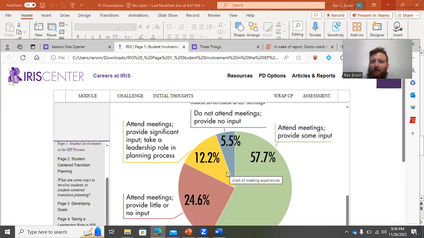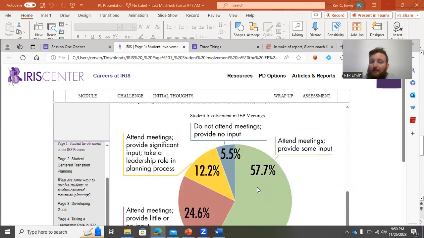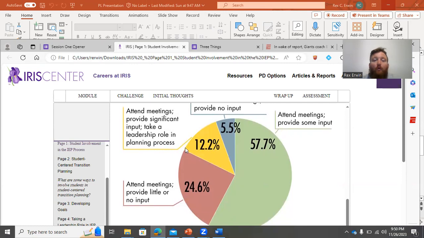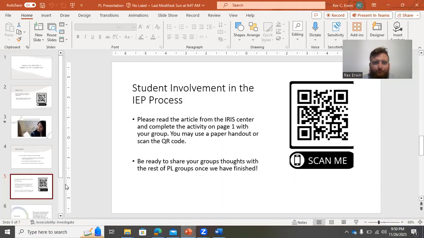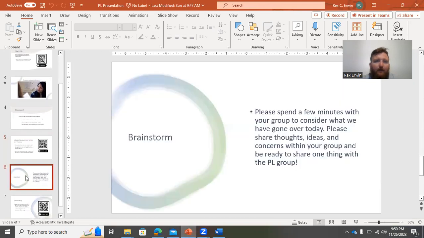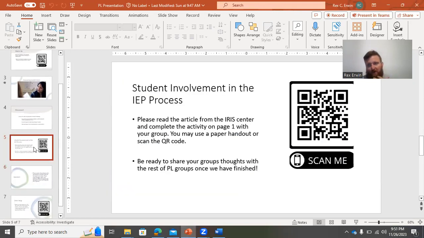5% of students provide no input and do not attend meetings. Most of our students attend meetings and provide some input, but once again, only 12% of students provide significant input and attend meetings. It's very low, so we want to change that culture. There are activity questions at the bottom that the group will discuss, and then they'll present to the larger group.